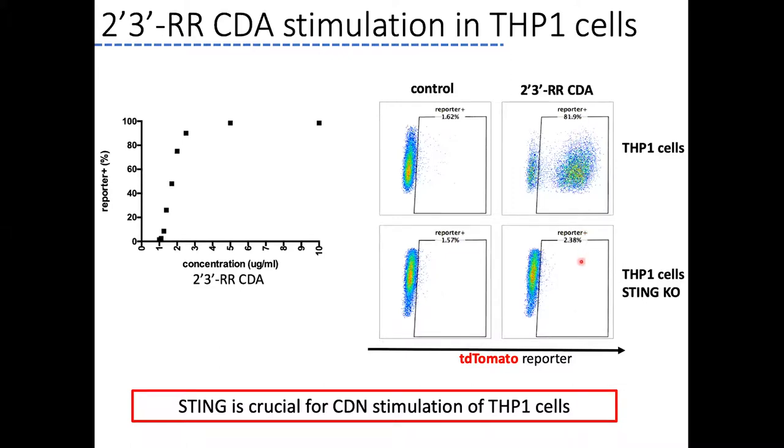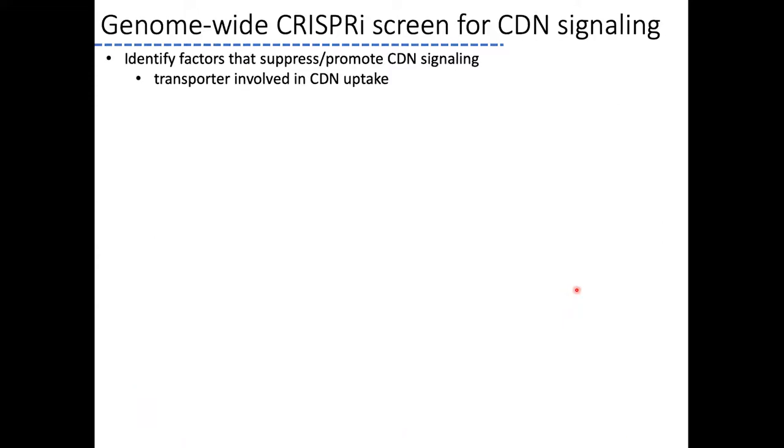So to identify other factors besides STING that are important for activation of this reporter in THP1 cells, we used a genome-wide CRISPRi screen for CDN signaling. We wanted to identify factors that either suppress or promote CDN signaling, and hopefully we would identify a transporter involved in the uptake of cyclic dinucleotides.